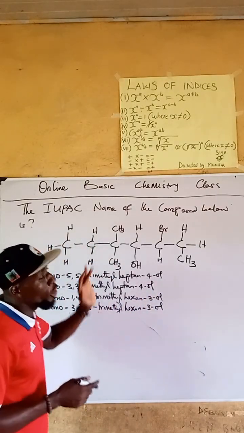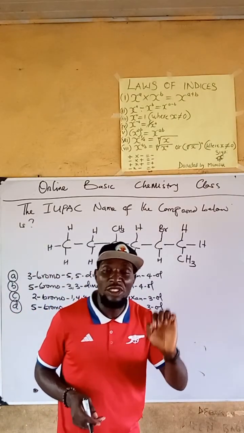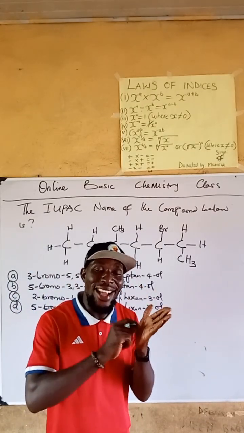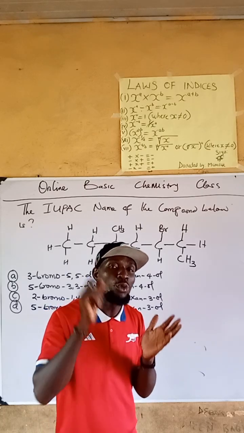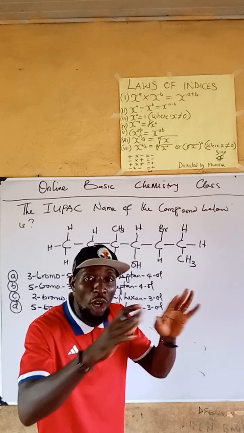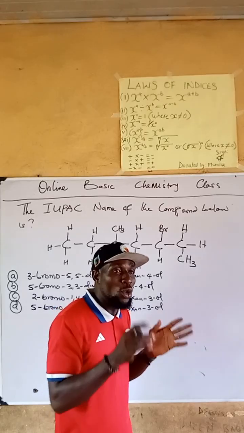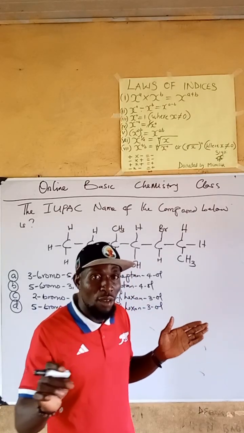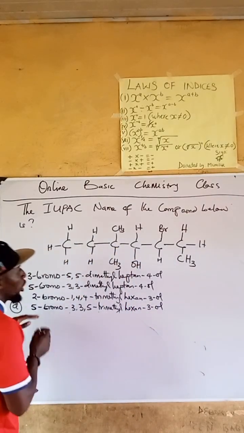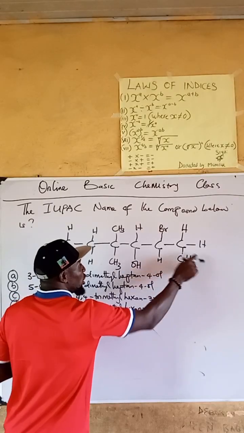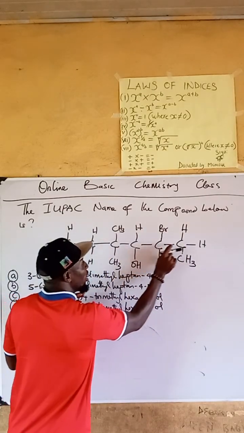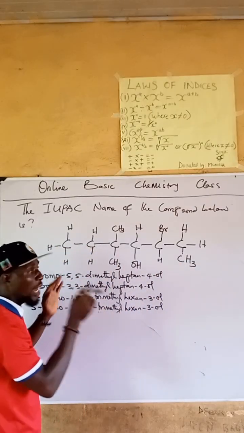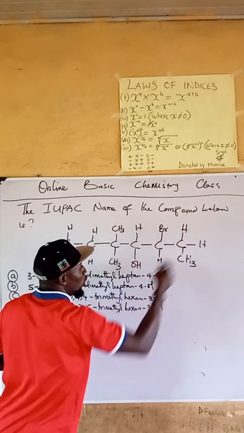Now, let's do this together. When you are given a structure and asked to name it, the first thing you should do is identify the longest continuous carbon chain. Don't rush to name the substituents. Ignore the substituents first and look for a way to get the possible chain length. Because you see this group is part of the chain, because it's continuous, moving straight. You can restructure this diagram.